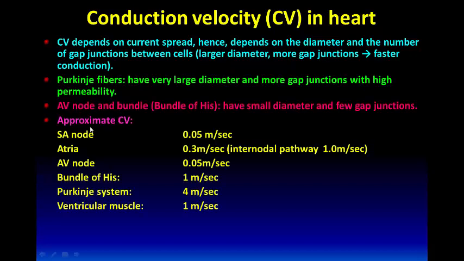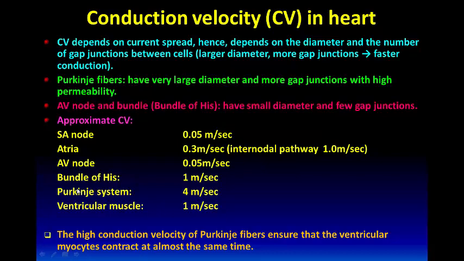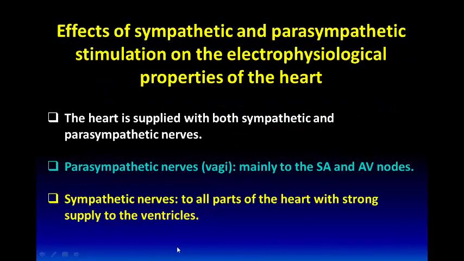And here we have a summary of the approximate conduction velocity in the different parts of the heart. So it is evident that the Purkinje fibers have the highest conduction velocity, 4 meters per second, and this ensures that the ventricular myocytes contract at almost the same time.